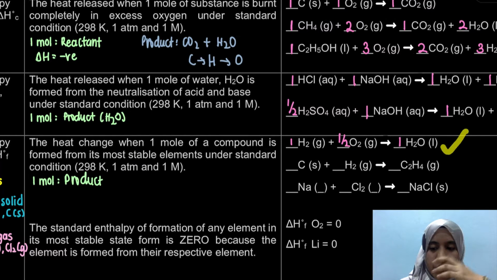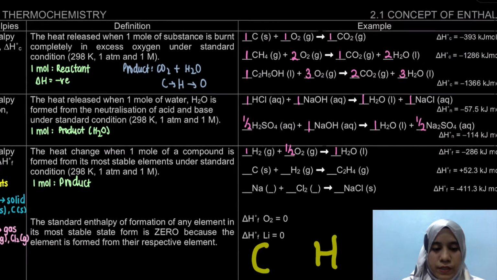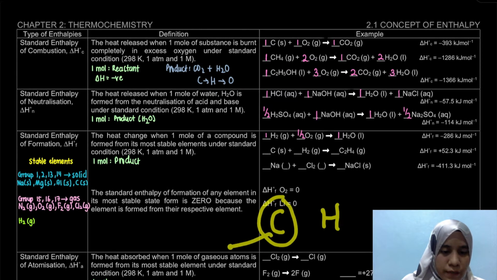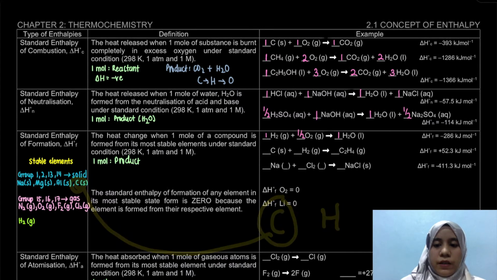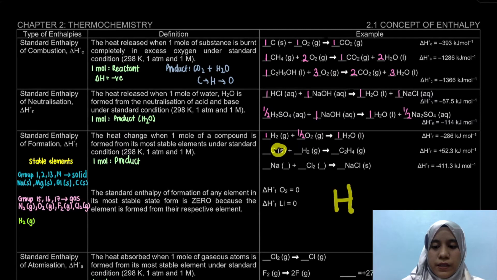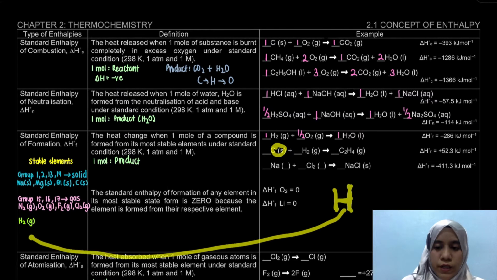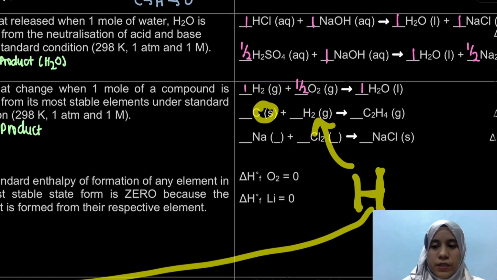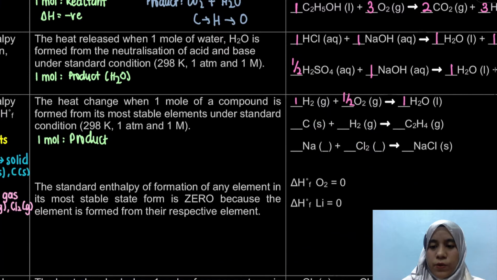The second one, let's look. C2H4 gas. C2H4 is originally carbon and H. Carbon's stable state is solid, so carbon solid. The hydrogen's stable state is H2, so that's why we write H2 gas here. Next is balancing the equation. So 1 C2H4. Looking at carbon, carbon is 2. Hydrogen is 4, but here it is only 2. So we write down 2H2.